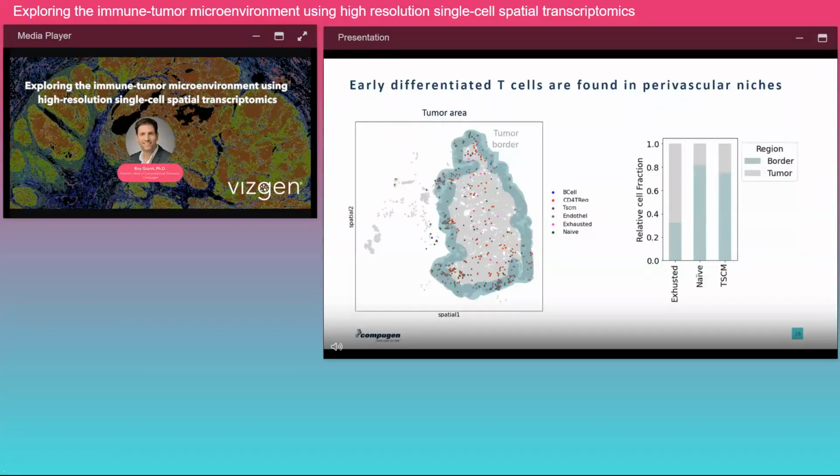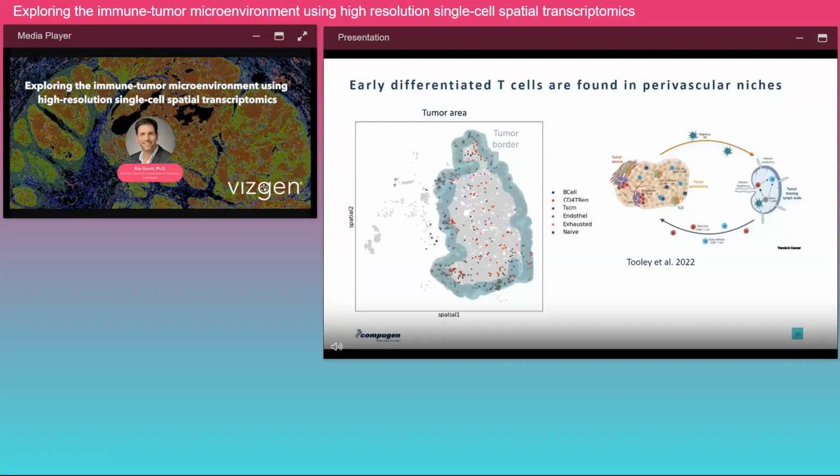This is possibly the way that cells arrive from the immune aggregates via these blood vessels, and then they can penetrate into the tumor and become exhausted. This was indeed in line with what was previously described in the literature, but it was really amazing to see it in such high resolution and to establish this hypothesis further.